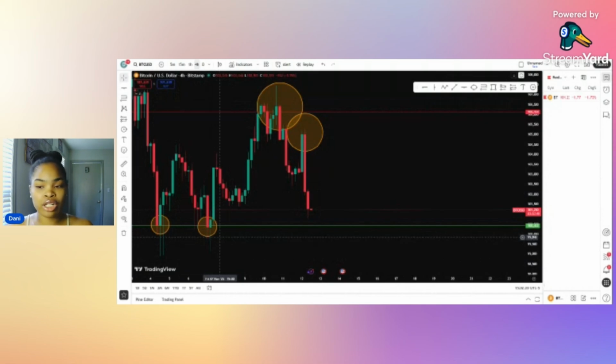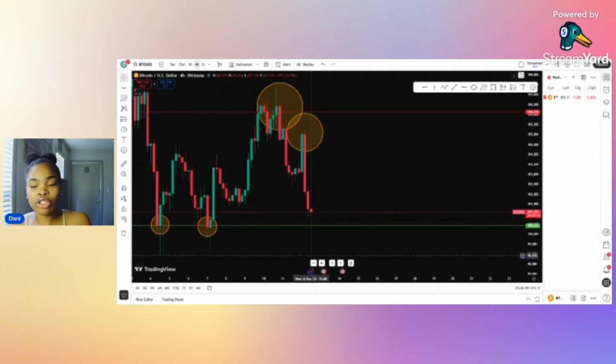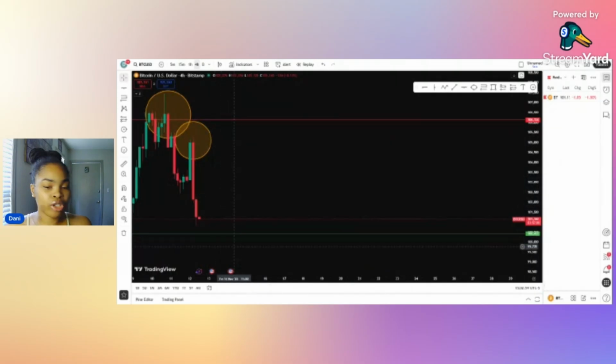Okay, and I'll link it in the description box below on how to choose good structure levels based off of simple candlestick structure. It rejected here and closed. So that tells you that right here at 100,433, Bitcoin's not going to want to go any lower. And if it does, bye-bye Charlie. So that's how I pick my strong structure levels.